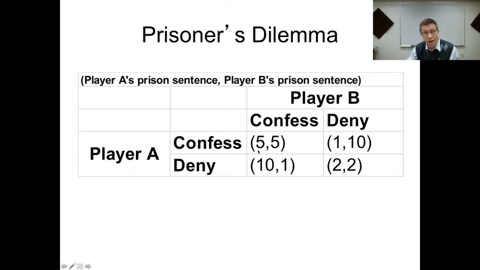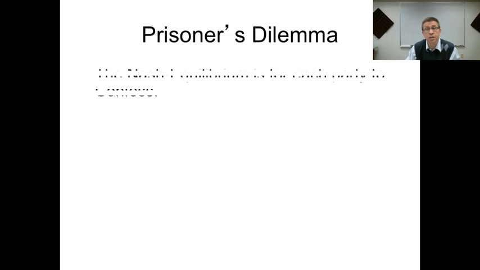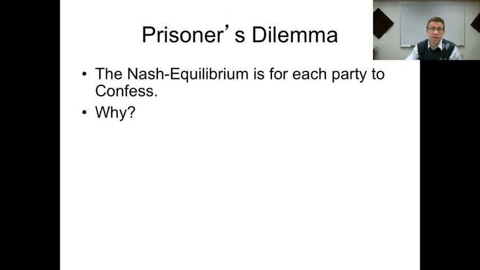Both player A and player B would want to stay at confess, and that is the Nash equilibrium of the game. So the Nash equilibrium is for each party to confess. The reason why, that's the only outcome where there's no incentive for somebody to switch his or her choice.